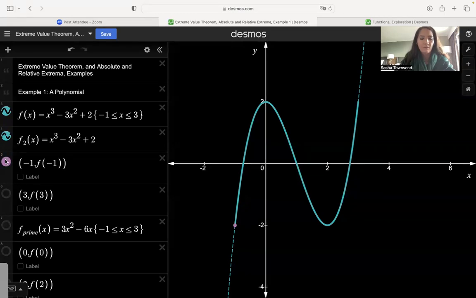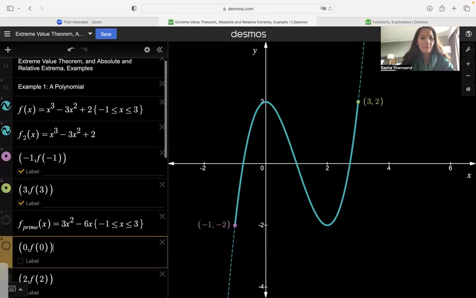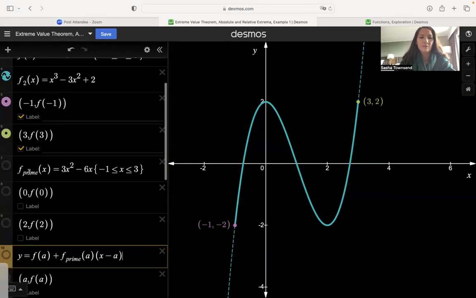So I like to plot the points and label them. At x equals -1, the y value is -2, and at x equals 3, the y value is equal to +2. Then we compute the derivative. Now, the functionality on Desmos does not allow us to find the derivative. Desmos doesn't compute the derivative for us. So I just typed f sub prime of x, and then I computed the derivative just using the power rule.